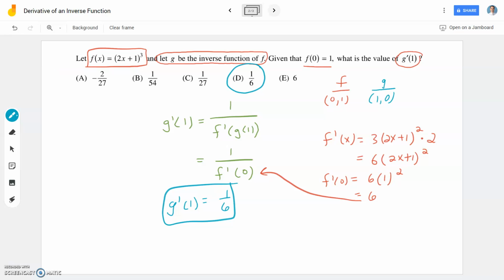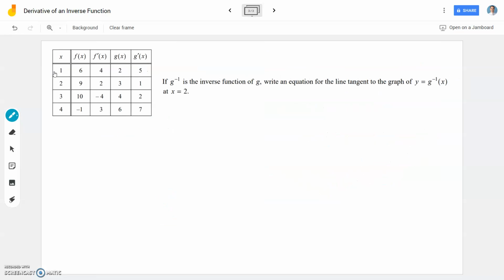Now we'll talk about this formula in a slightly different and more complex application, and that is in response to this free response question. They start off in the stem by telling us now that g inverse is the inverse of g. That's a fairly common notation. And they asked us to write the equation for the tangent line. And as you know, to write the equation of a tangent line, you need two things. You need a point, which may or may not be the y-intercept, and you need the slope.